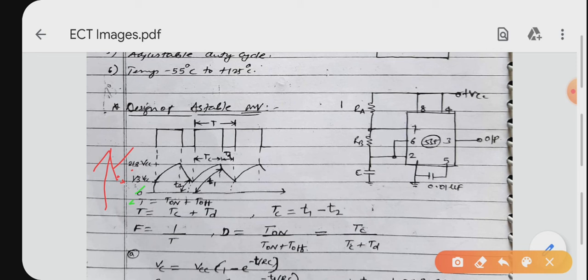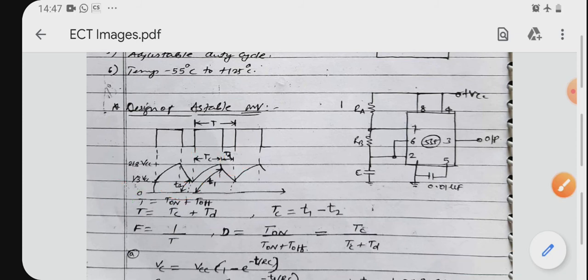Let T1 be the time taken by the capacitor to charge from 0 to 2/3 VCC, and T2 the time taken by the capacitor to charge from 0 to 1/3 VCC. Okay, and suppose Tc is the charging time and Td is the discharging time, as shown here. Td stands for discharging time, Tc stands for charging time.